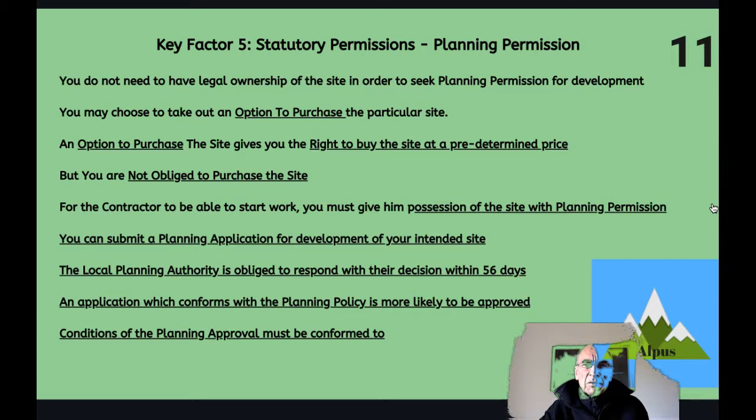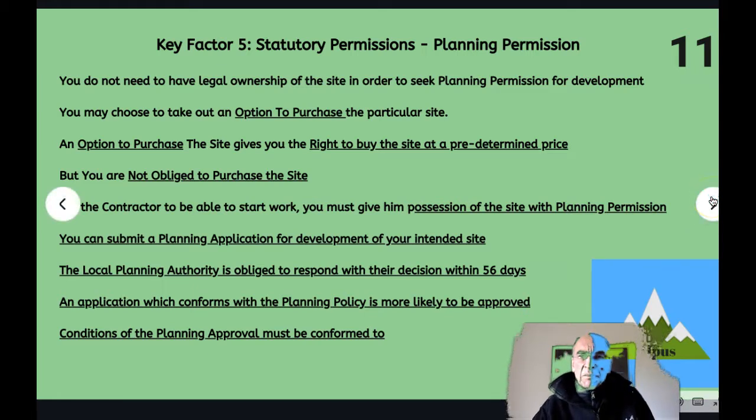Statutory permissions, planning permission. If you don't have it, you may take out an option to purchase the site subject to receipt of planning permission, which means that you've got the right to acquire the site but not the obligation to do so. If you submit a planning application, the planning authority is obliged to respond within 56 days, and of course that decision may not be exactly what you're looking for, so you may need a resubmission.